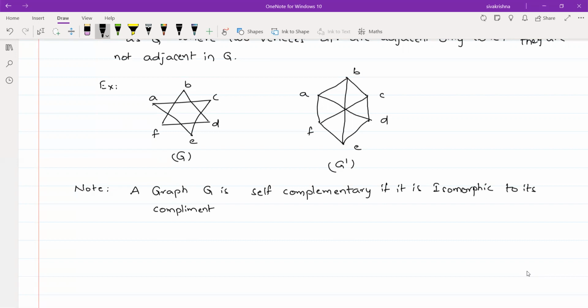So we have discussed all the important operations on graphs. Thank you.